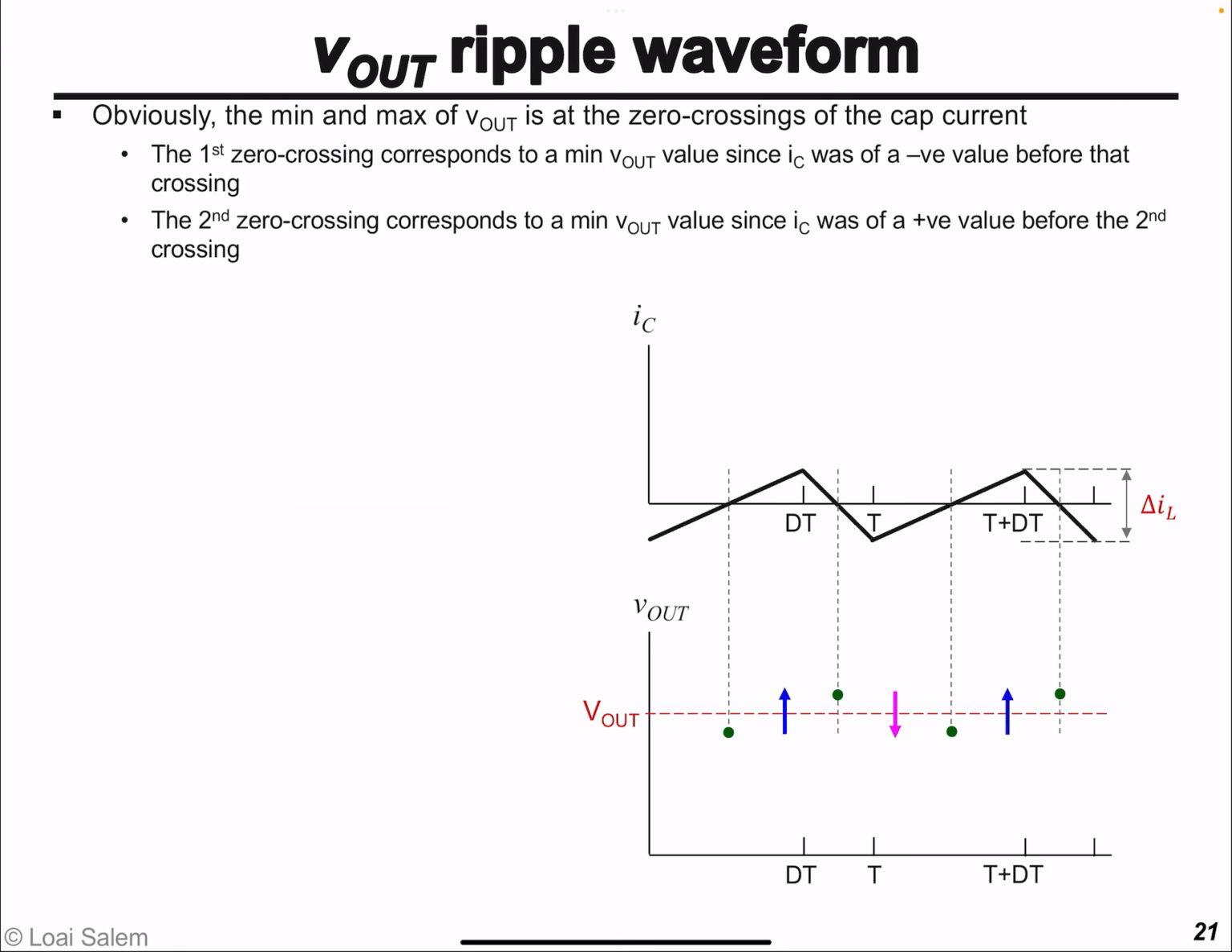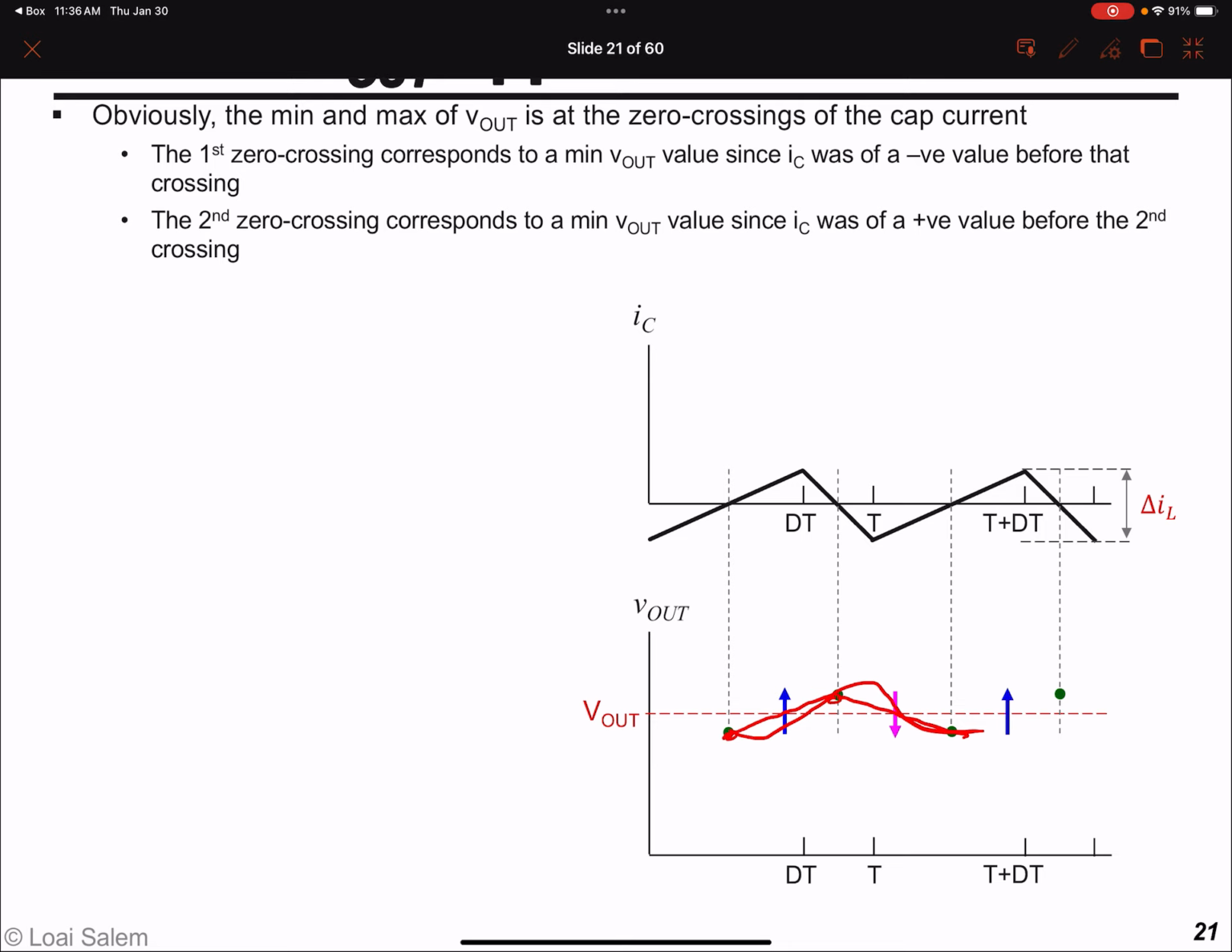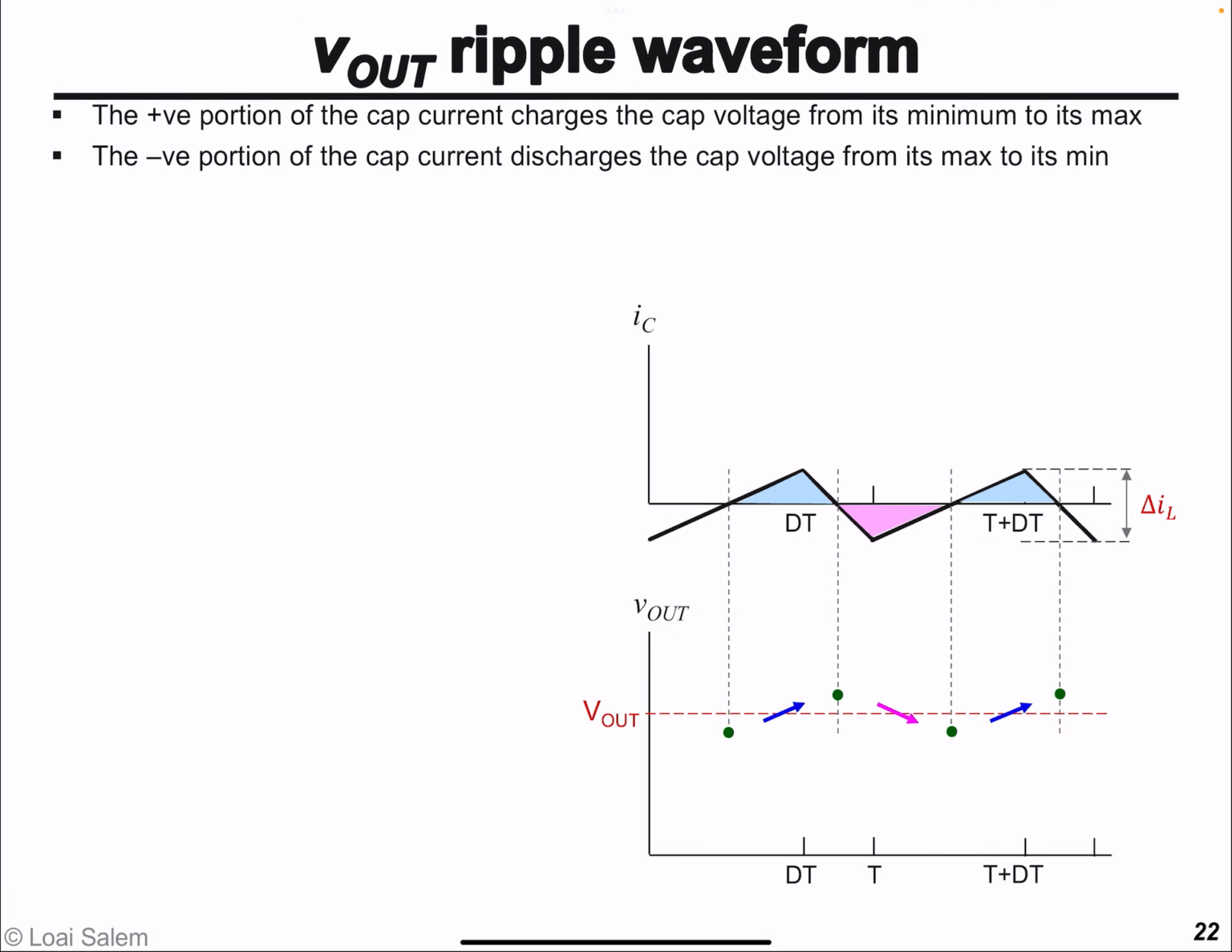Now the question is, how does the capacitor voltage change between its minimum and maximum? Does it change linearly as a straight line? Does it change sinusoidally, or in what waveform does it change? Well, that's easy to determine, since the current flowing into the capacitor is equal to the capacitance C times the first derivative of the voltage across the capacitor, which is dV out by dt.